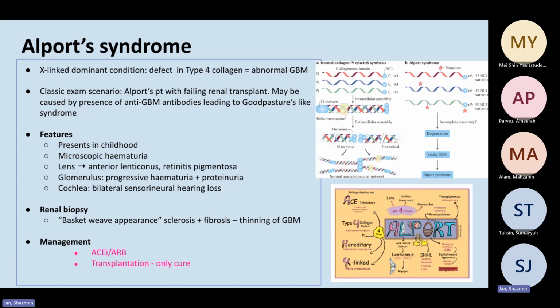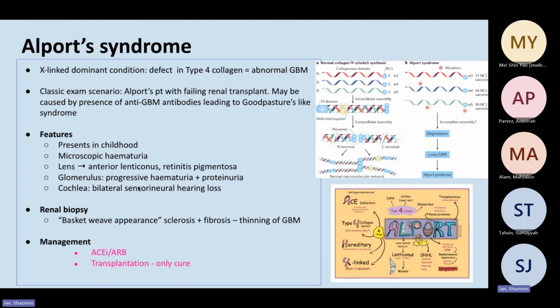In terms of features, it presents in childhood, presents with microscopic hematuria, so you'll see it in a urine dip, but there won't be any frank blood in the urine. And it can be implicated in the eyes, causing anterior lenticonus. So what that is, is an abnormal conical protrusion and bulge of the lens, which happens because the lens capsule thins out. And then these patients may also have something called retinitis pigmentosa, which is black pigmentation and degeneration of the retina, and currently there's no cure for that.